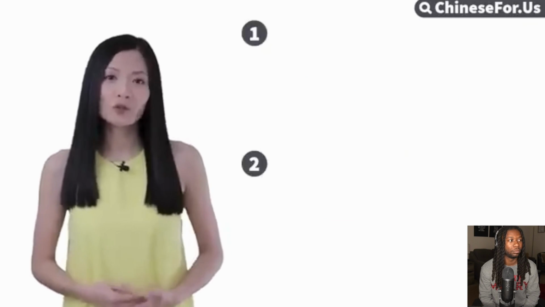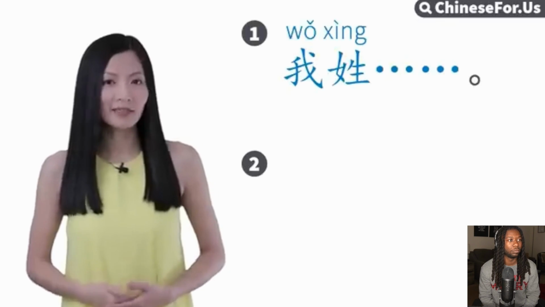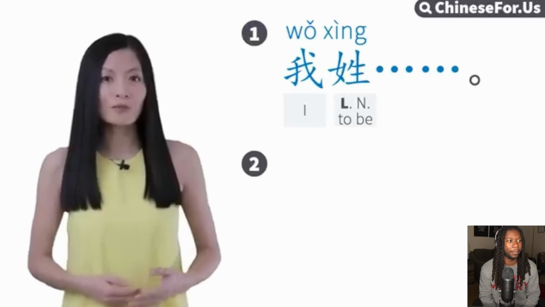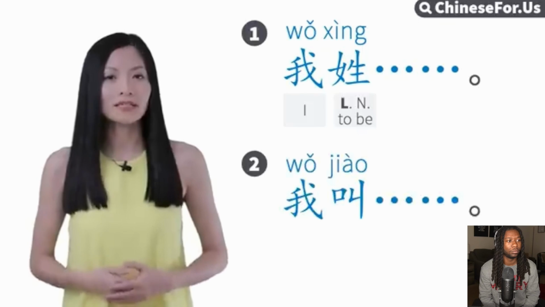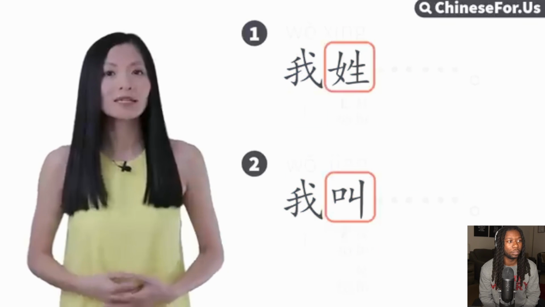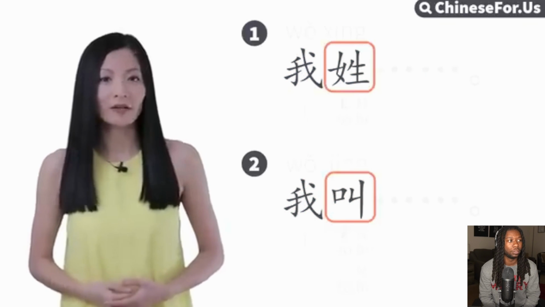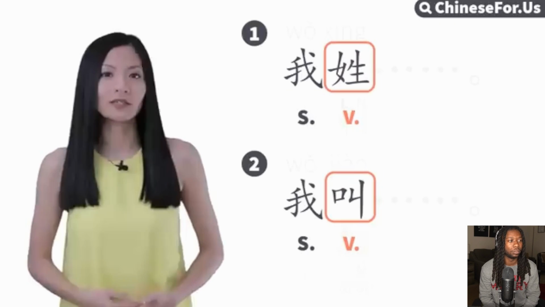So here are two ways to introduce yourself. 我姓. Last name to be. And 我叫. 我, to be called. Both 姓 and 叫 here function as the verb of the sentence, while 我 is the subject.